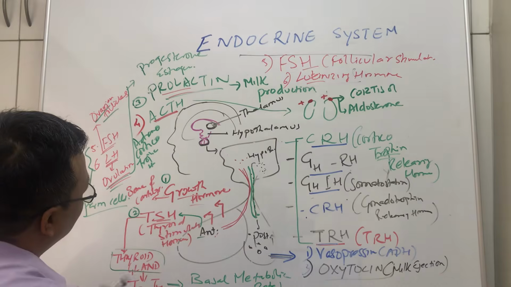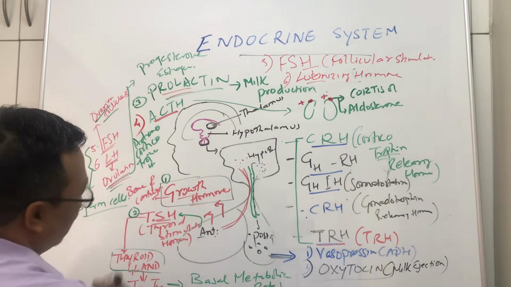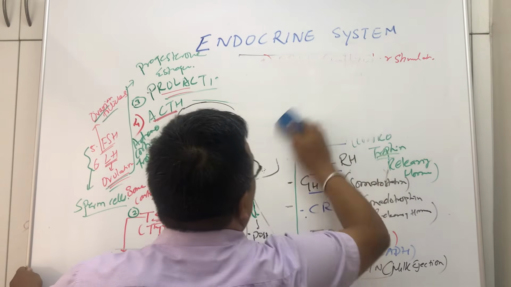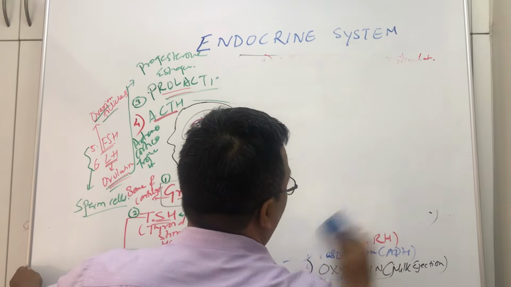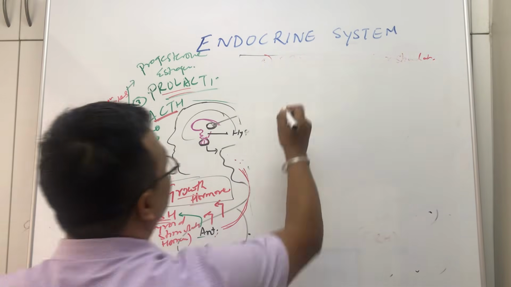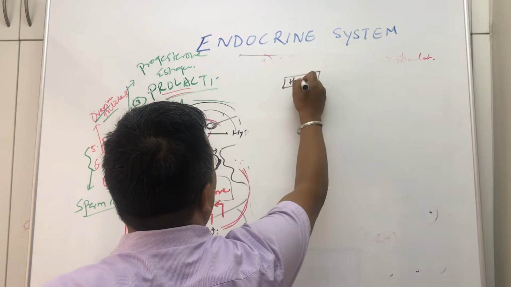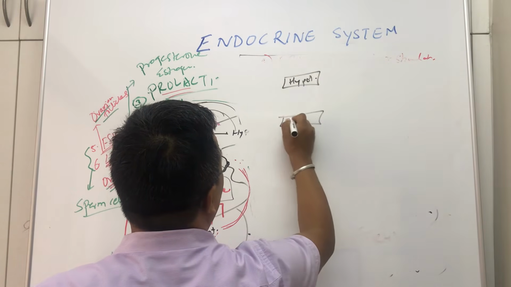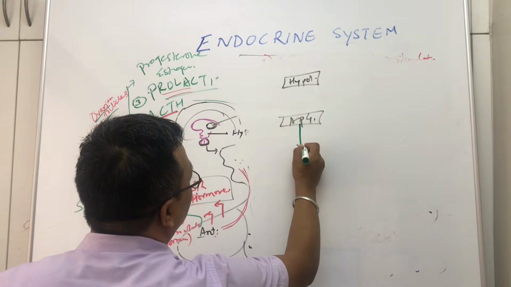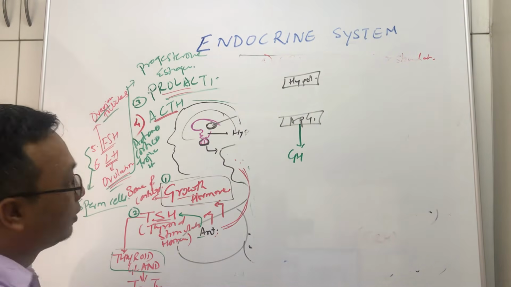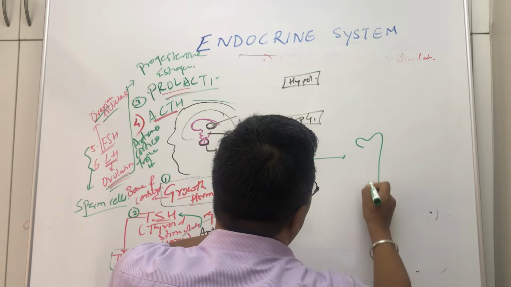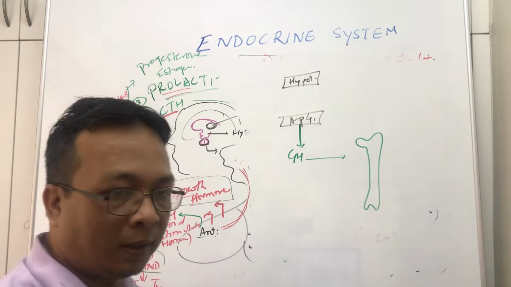Now we go to the number one hormone, growth hormone. Okay, so let's understand the growth hormone. As you see, on the top there is a hypothalamus, then there is the anterior pituitary gland, which secretes the growth hormone. Now this growth hormone acts on the bones.